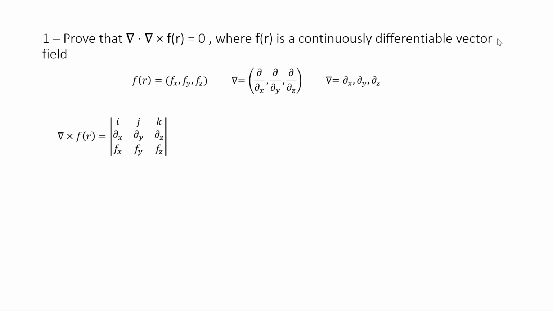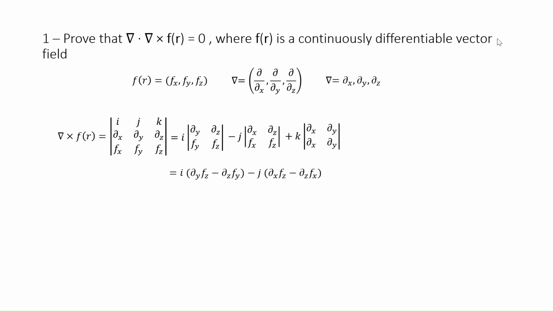Now, those of you who know cross products know that it'll expand out to i times this determinant minus j times this determinant plus k times this determinant. Multiplying across the diagonal, minusing across the other diagonal, we get this bracket for our i component, this for our j component, and this for our k component.